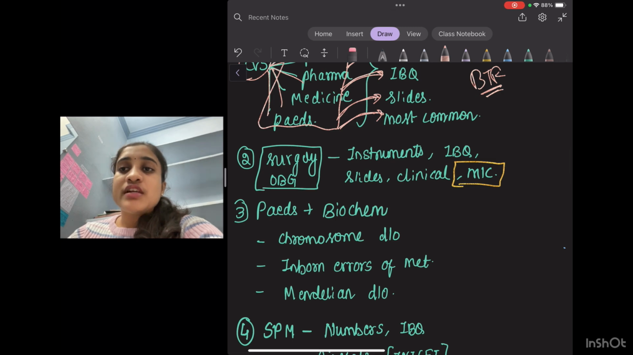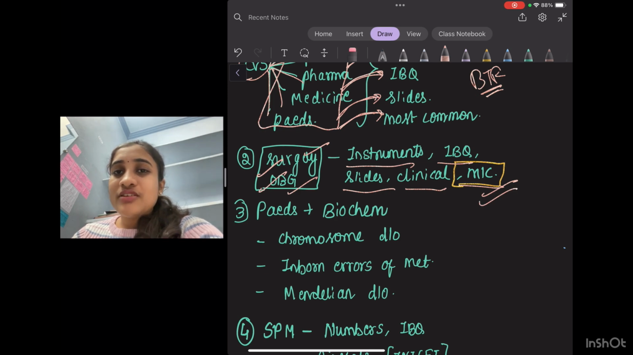Next, coming to surgery and OBGY, you can't actually combine them with the above subjects, so do them individually. Instruments, image based, slides, clinical, and most common benign tumors, most common malignant tumors. They are not asked commonly, but still, because of this FOMO.